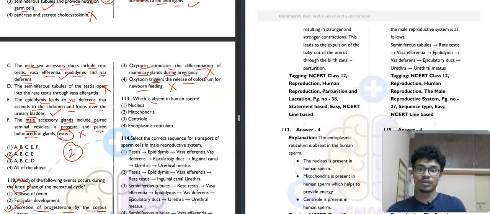Question number. Which is absent in human sperm? Nucleus, mitochondria, centriole, or endoplasmic reticulum. So in human sperm, what we have is the nucleus, then mitochondria as well as centriole. But what we don't have is endoplasmic reticulum. That's why the fourth option will be our correct answer: endoplasmic reticulum is absent in human sperm.